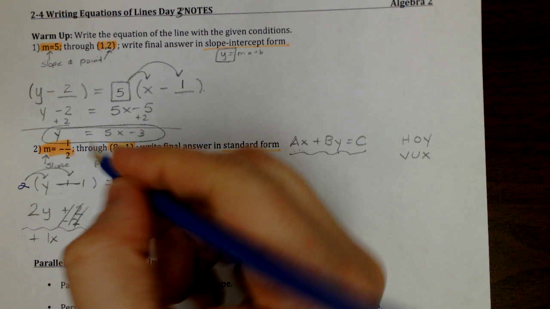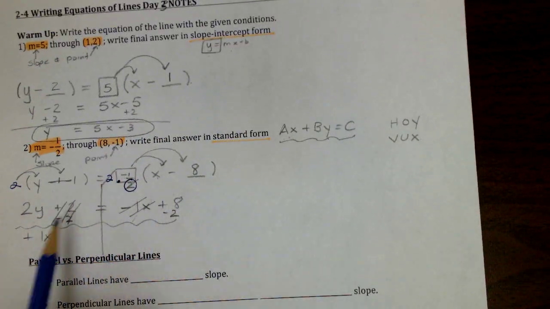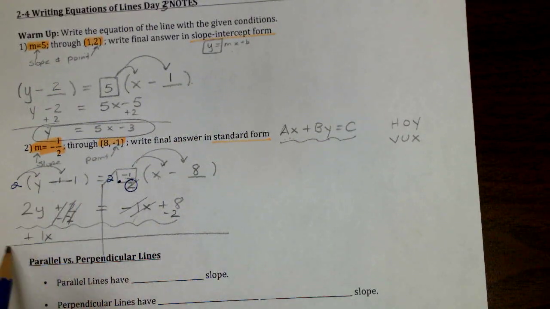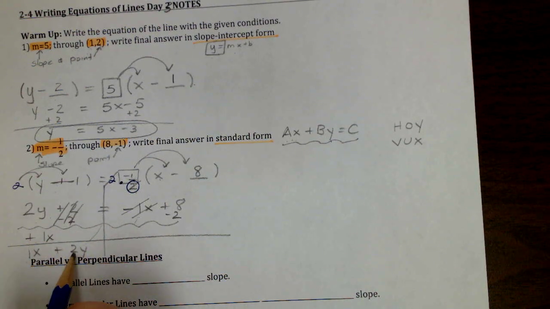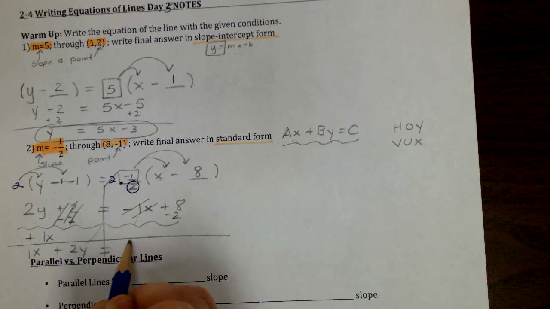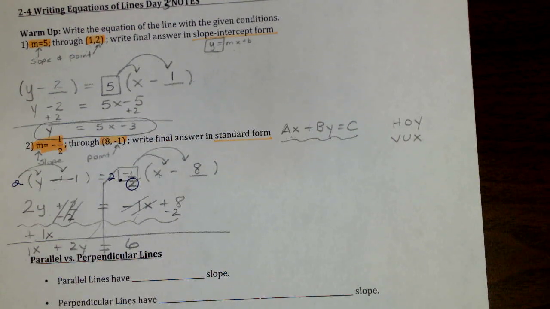So now what am I left with? Here's my wall. What am I left with on this side of my equation? I see a 2y plus 1x. So I can say plus 1x plus 2y. So there's my ax plus by is equal to 6. And I'm done.